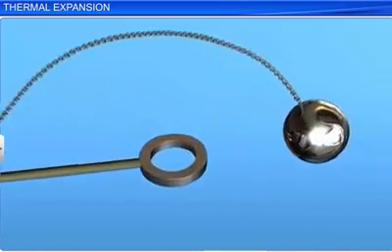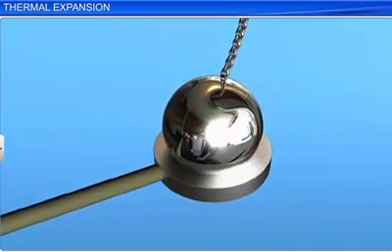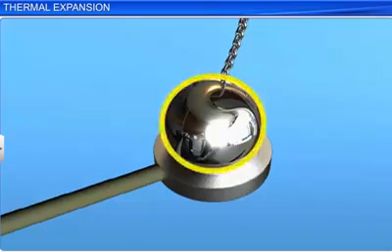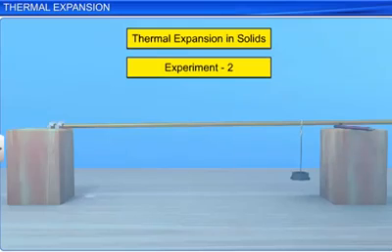You will observe that the ball does not pass through the ring. This is because the volume of the metal ball increases on gaining heat energy. The increase in the volume of matter on gaining heat energy is called expansion or thermal expansion. Let us conduct another experiment to understand thermal expansion in solids.